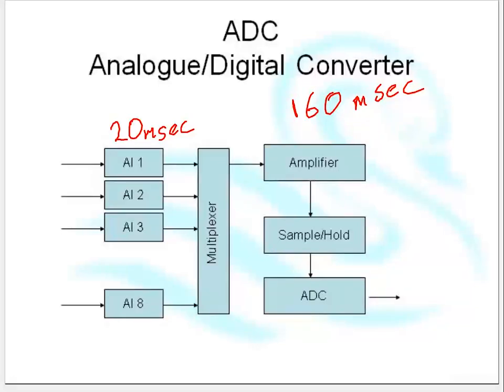Of course, you can always buy faster ADCs. You can always buy better ADCs. But there's a price to be paid. So what I'm trying to tell you here is you've got to watch PLC manufacturers.